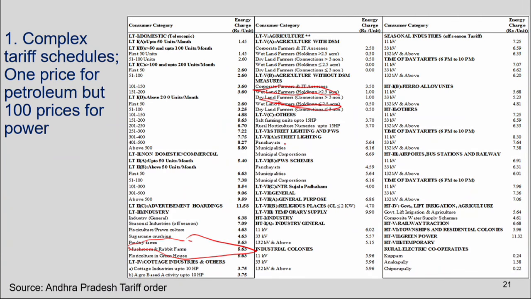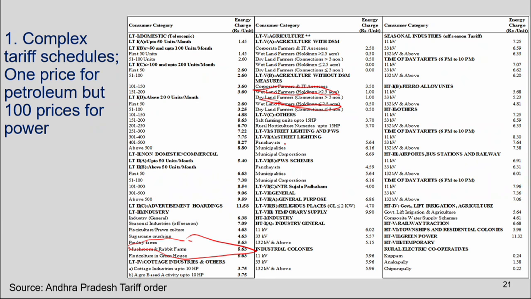Yeah, this is Andhra. This is Andhra tariff. We're not even supposed to show that this is Andhra, actually. It's the case of perfect. But it has Kuppam, Anakapalli, so you know, you can't hide it. But anyway, it's a case study.